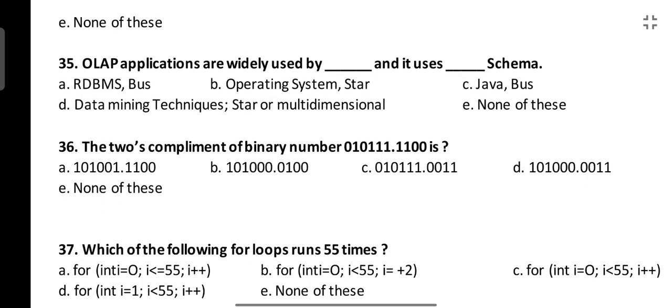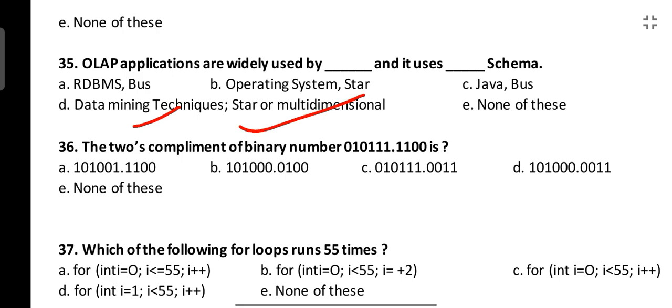Next is, OLAP applications are widely used by blank, and it uses blank schema. So I have already told you, whenever we see OLAP, it is a data warehouse concept. And in data warehouse, we have data mining techniques. So OLAP applications are widely used in data mining techniques, and the schemas are star or multidimensional. So in data warehouse, we have star schema, snowflake schema, multidimensional schema. If you have gone through data warehouse a little bit, you must know these terms at least. At least we should know the terms so that we can eliminate the options and get to the correct option.